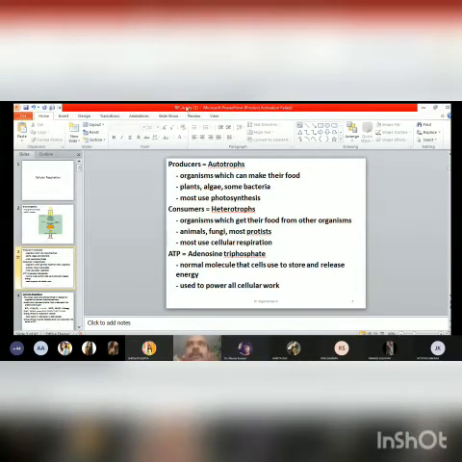The primary source of all the energy that we have on the planet is the sun, and that is used by the producers, which are autotrophic organisms, comprising plants, algae, and some bacteria, which usually do photosynthesis. Consumers are heterotrophs, which depend primarily on the producers or the autotrophs, and comprise animals, fungi, and other protists, which is bacteria. They make use of cellular respiration.